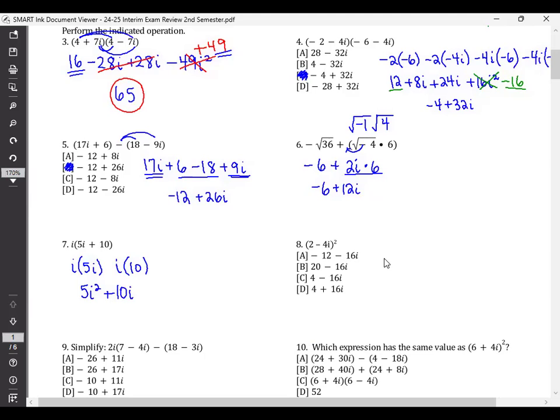And 5 times -1, you need to write it off to the side. 5 times -1 would make this -5. And then we'll just write our answer nice and pretty. Real goes first, i should go in the back.